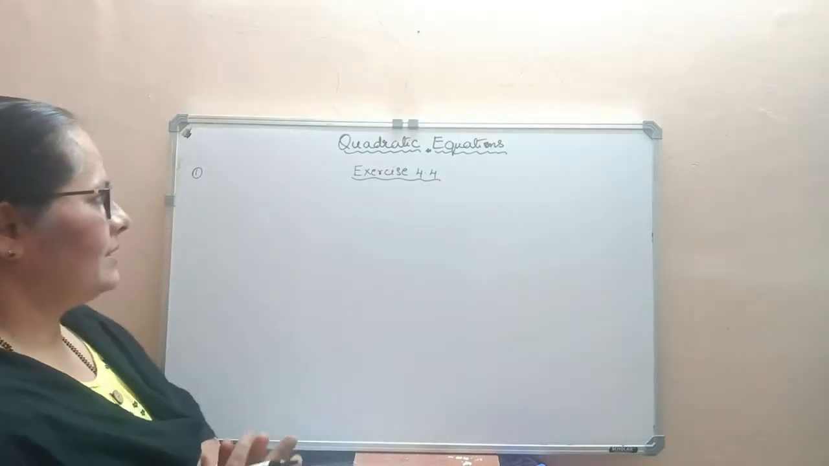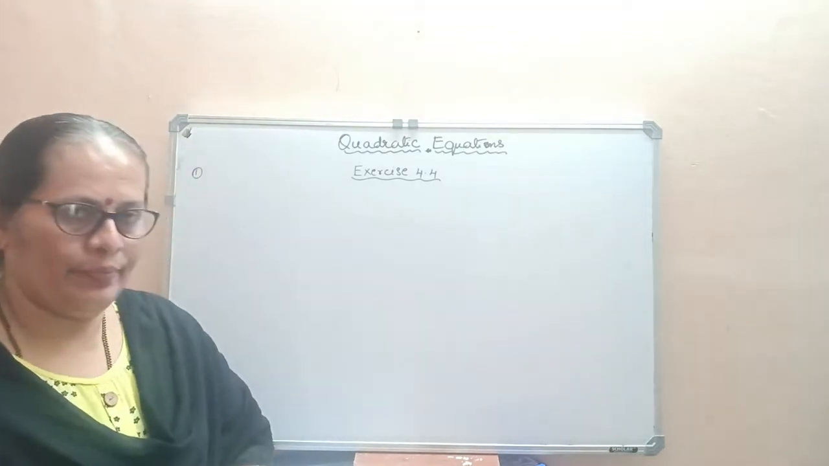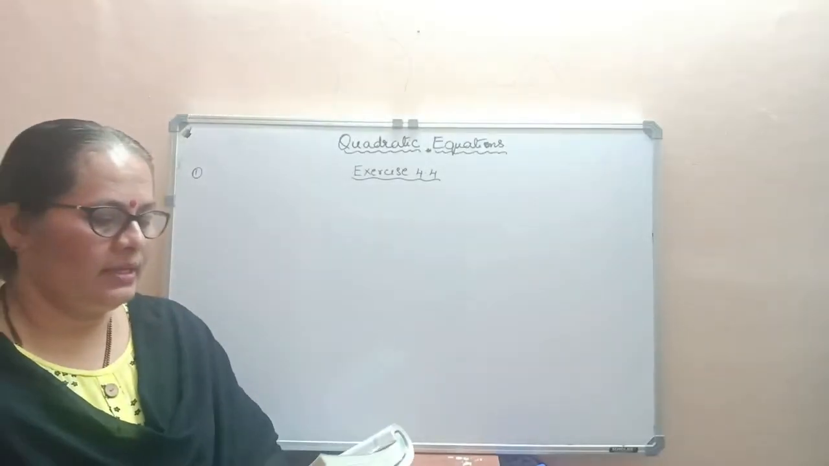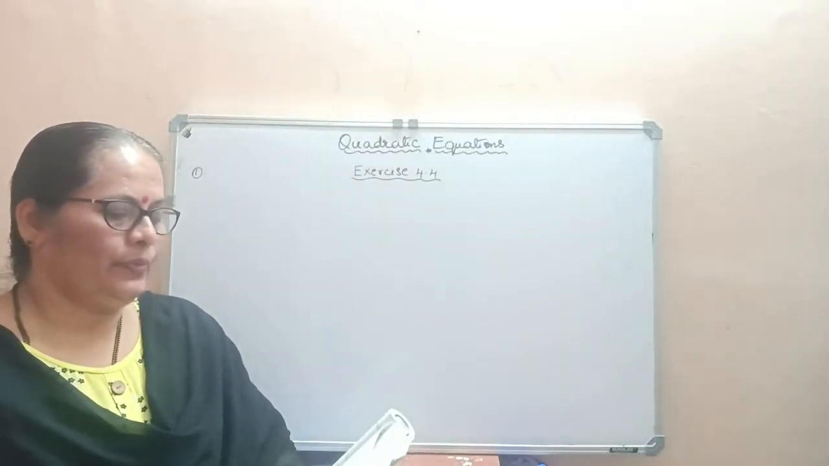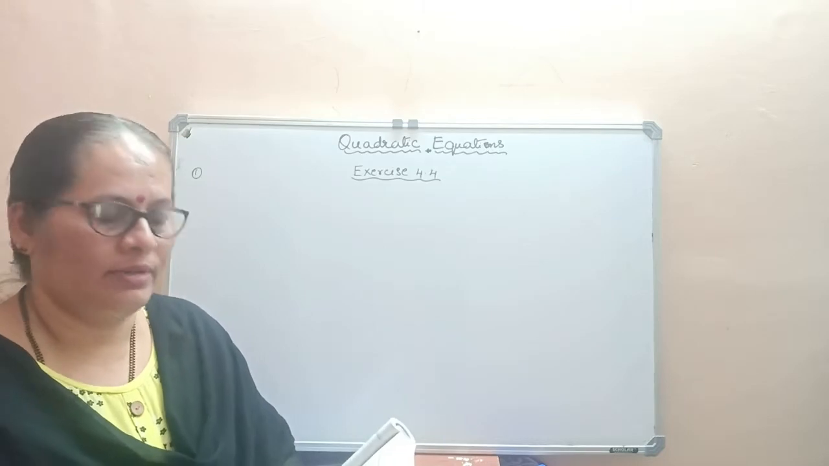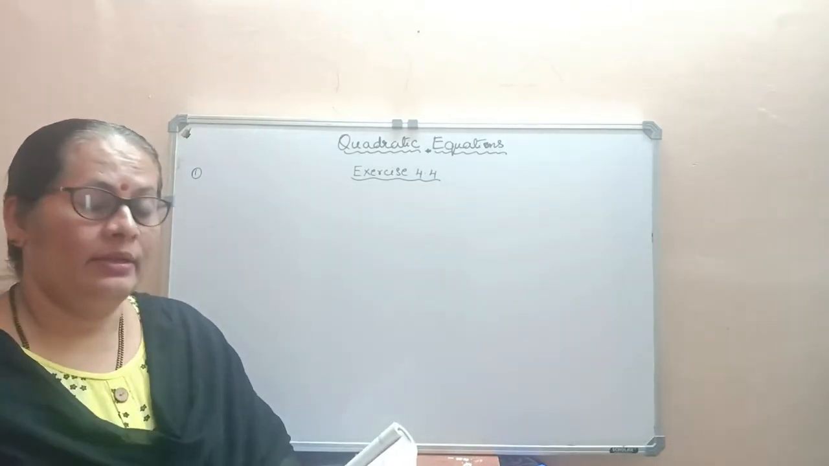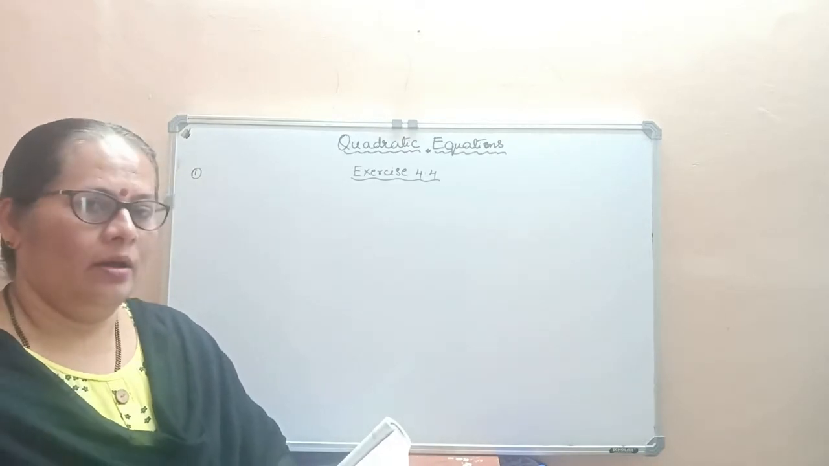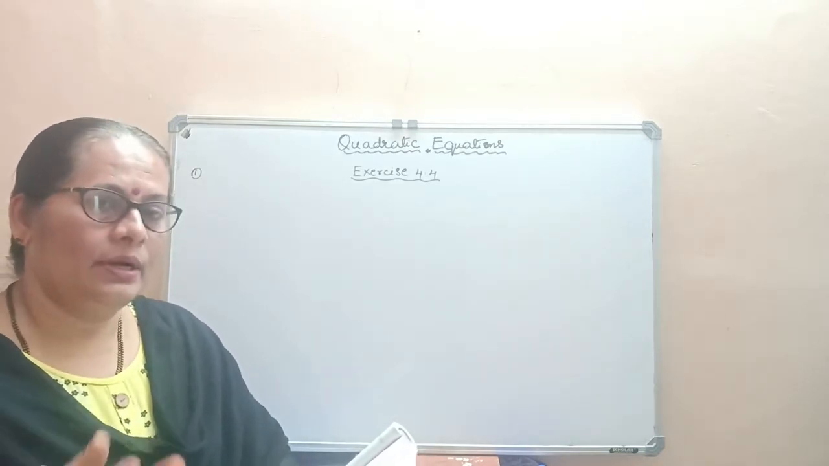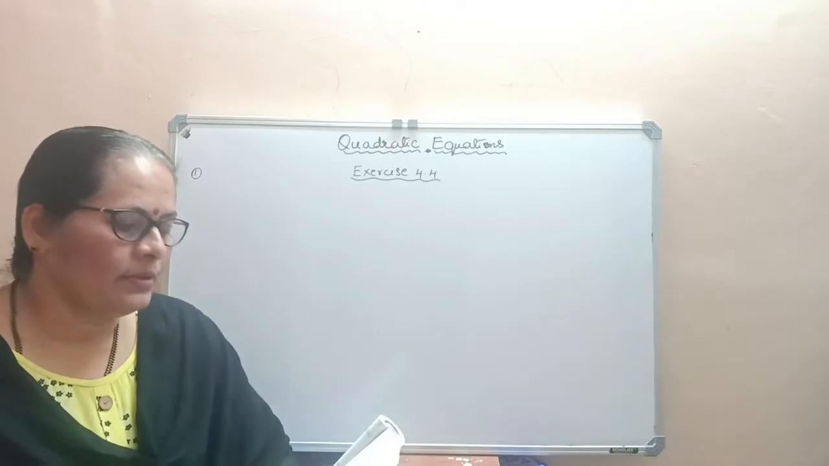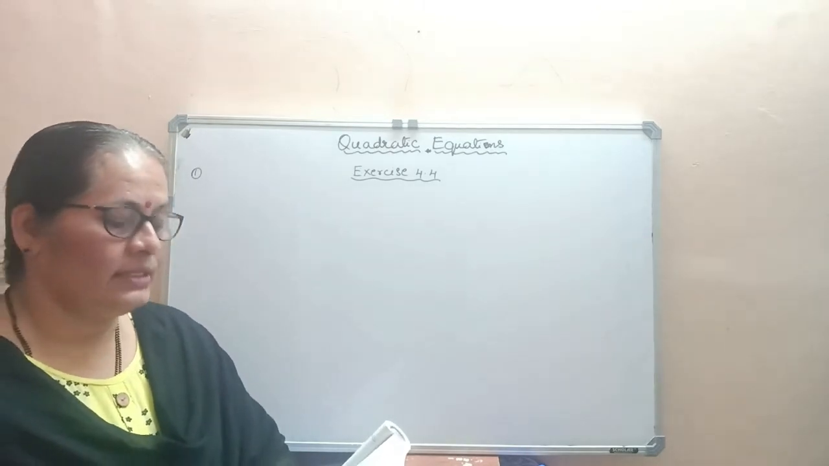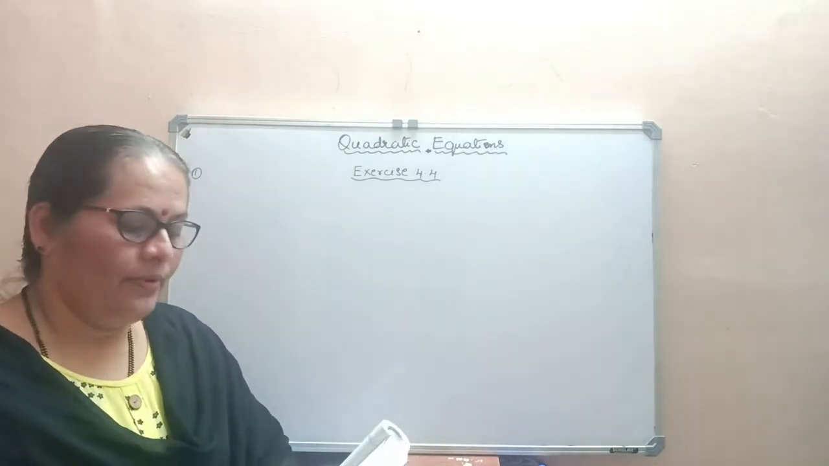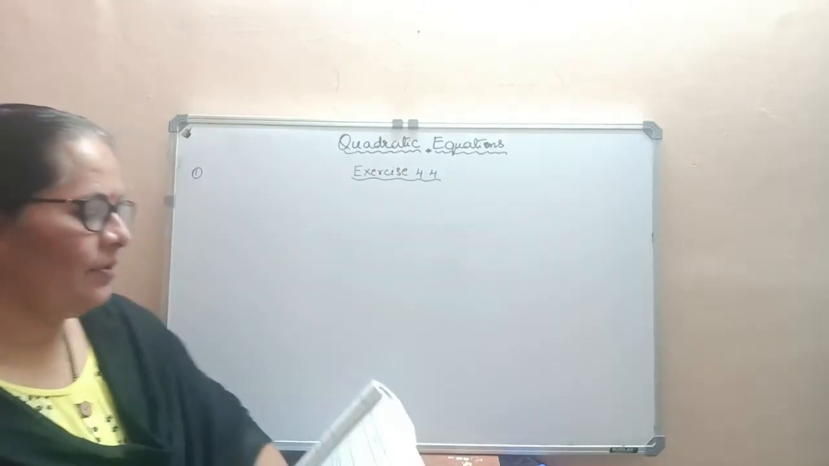Now I am going to discuss exercise 4.4. In this exercise 4.4, the first main question is: find the nature of roots of the following quadratic equations. You have to find the nature of the roots, whether real roots exist or equal roots. If the real roots exist, find them.